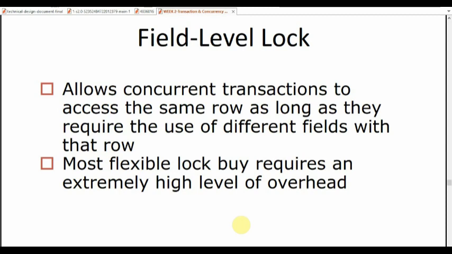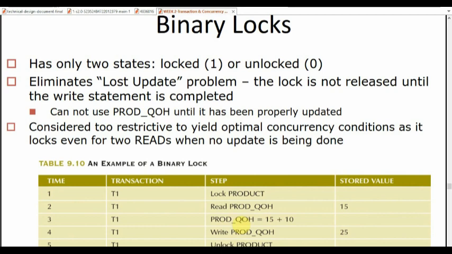Now, for field level locks, we are basically looking at a situation whereby we can allow transactions to access the same row. Remember, a row is a record, as long as they require different fields or different attributes within that particular row. So this one is even much more efficient. This will enable other transactions to process the same record as long as they access different fields.